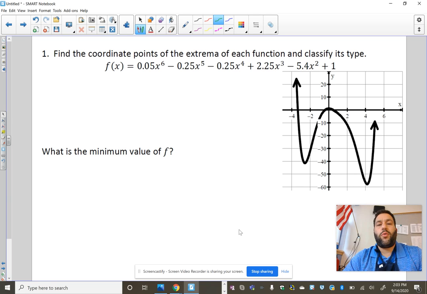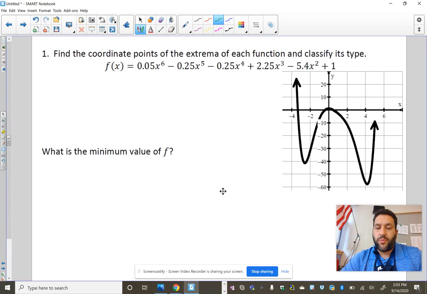All right, find the coordinate points of the extrema of each function and classify its type. So we have this big, long, fancy equation, and you take a look over at the graph that it produces, and it's kind of hard to find the exact values of the extrema without using the calculator.